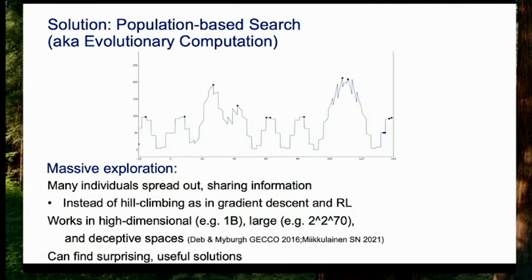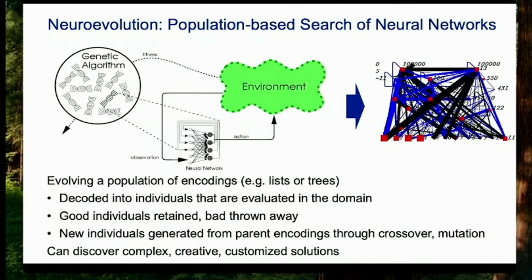You can still find solutions because these searches talk. You find a partial solution, another one in this population maybe finds another part of the solution. You recombine them, and this way you can make progress and find solutions in a space that's large. All right, and for deceptive spaces, there are techniques that we've been working on in the evolutionary computation community for decades. So we can find surprising solutions that are also useful.